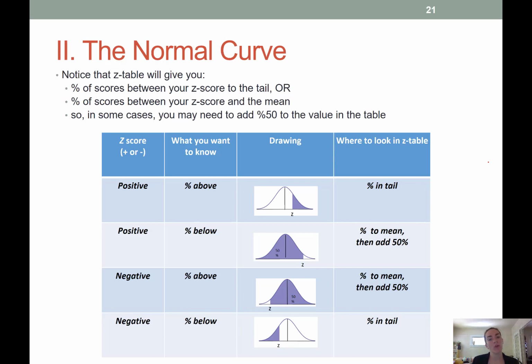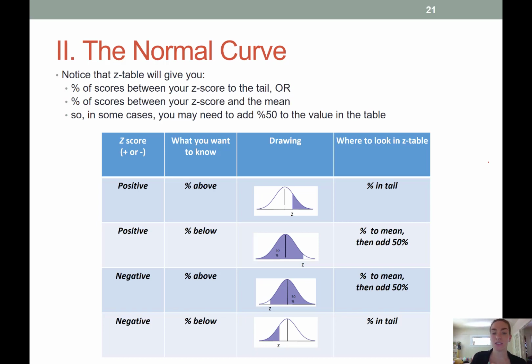These are some really helpful rules to figure out how to read that z-table. Notice that the z-table gives you a few columns. There's the z column, that's where you look up your particular z-score. But then it will tell you either the percent of scores that fall from your z-score to the tail, the one we just looked at, or the percent of scores that fall between your score and the mean. So in some cases, we may need to take advantage of the fact that we know 50% of scores fall on half of the distribution.